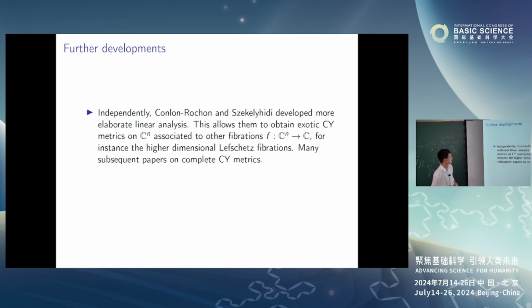So independently, Ronan Conlon, Rochon and Szekelyhidi developed more elaborate linear analysis. This allows them to obtain exotic Calabi-Yau metrics, not just on C3, but in fact on Cn, associated to many other fibrations. So this is only the beginning of a very big general construction.